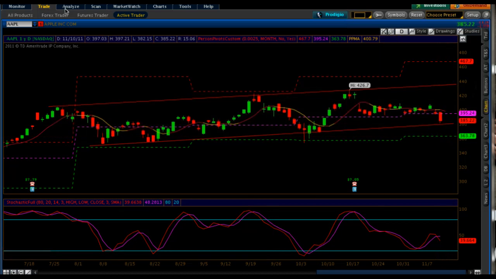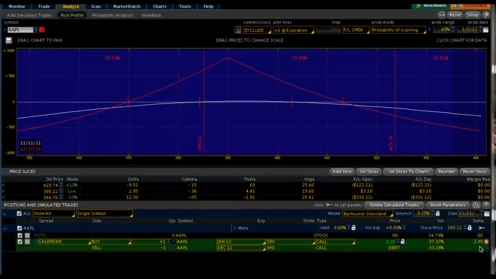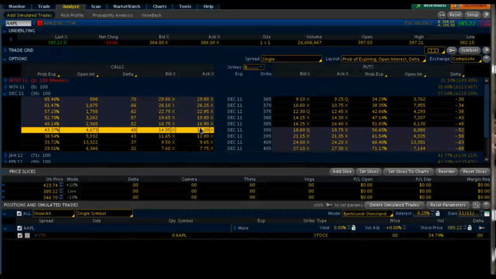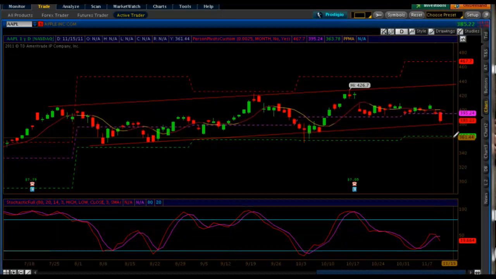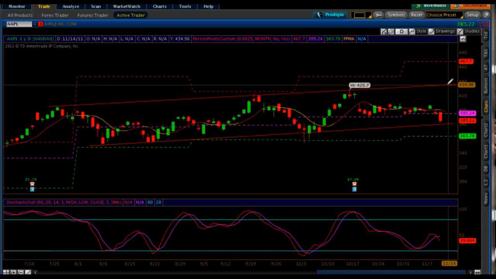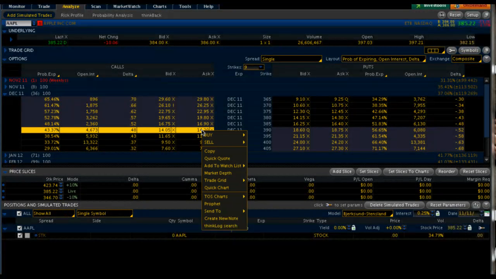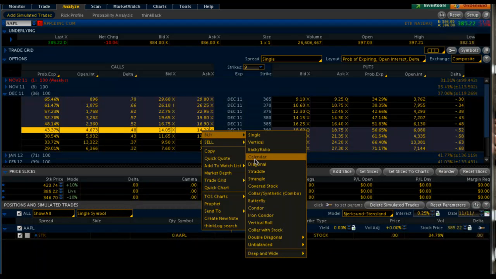So I'm going to go back here, and I'm going to look. I'm going to start playing around with my calendars. I'm going to say, okay, December. Do you think in a month that we're going to go past 360 or down to 363? We could. Up to 440? We could. But I'm going to go right here, and I'm going to right-click, buy calendar.